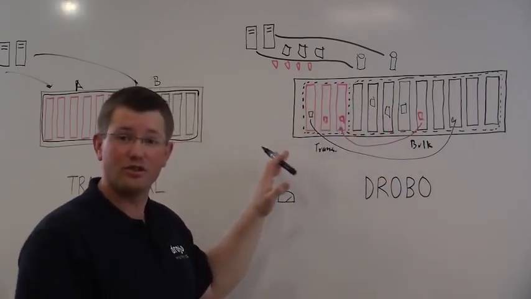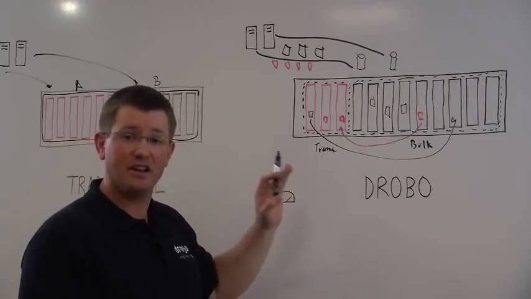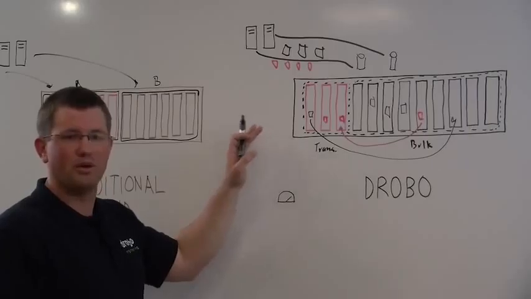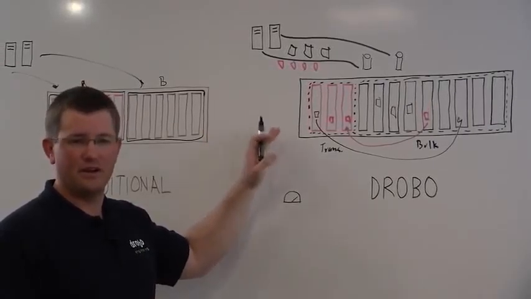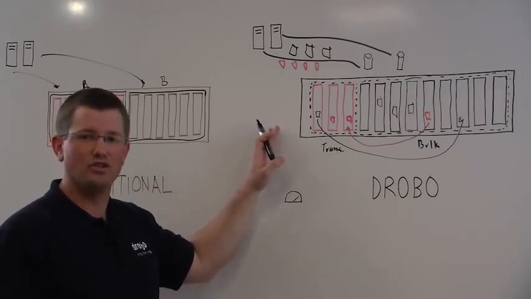This technology is first available in the Drobo B1200i, our 12-bay iSCSI storage array. With Drobo, it's very easy to use, it's very affordable, and it really is the first time SSDs are usable by small and medium business IT.